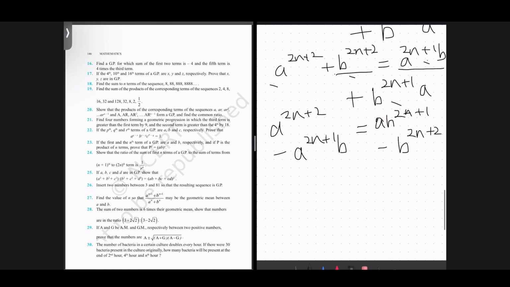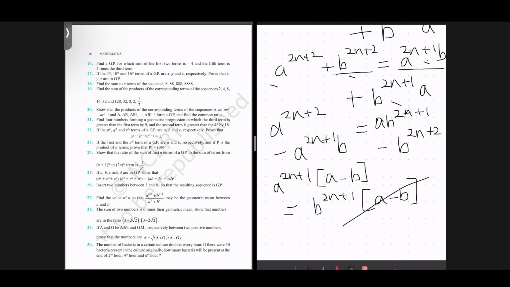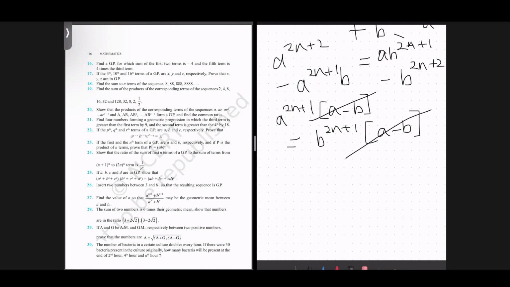Right. On the LHS, you can take a raised to the power 2n plus 1 common. When you do that, you get a raised to the power 2n plus 1 times what is left, which is a minus b. And on the RHS, you can take b raised to the power 2n plus 1 common, and what you're left with is a minus b. Subsequently, you can cancel a minus b off from LHS and RHS and take b raised to the power 2n plus 1 in the denominator, right? So you get a raised to the power 2n plus 1 upon b raised to the power 2n plus 1 equal to 1.